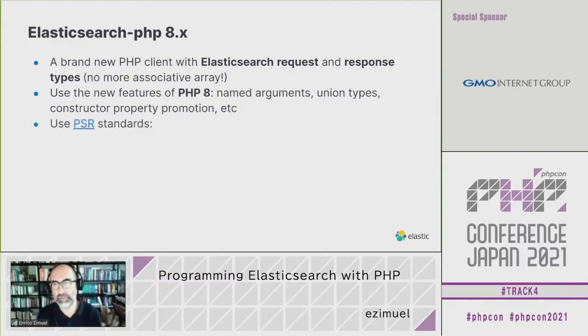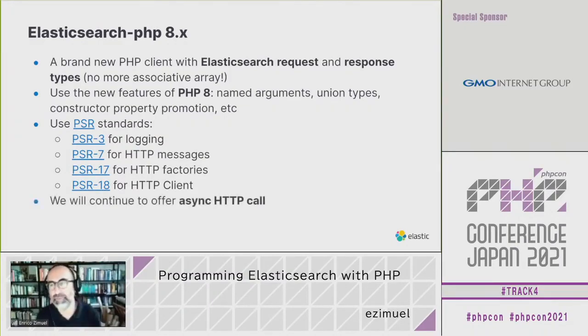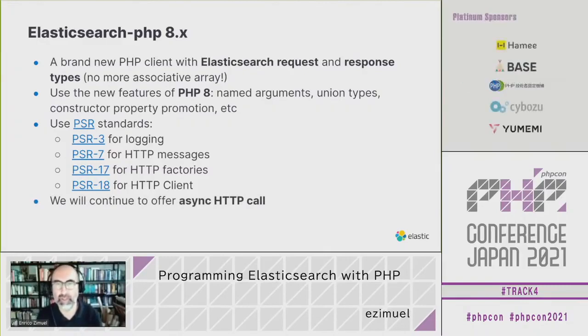And of course, this is very important. We are going to use PSR standards. Actually, right now we are using just the PSR 3 standard for logging. So this is already in place with the Elasticsearch-php 7 client that you can download right now. But with PHP 8, we are going to use PSR 7 for HTTP messages, PSR 17 for HTTP factories, and PSR 18 for HTTP client. So this is very important. We want to leverage the PSR standards. And of course, we'll continue to use asynchronous HTTP calls for PHP 8.